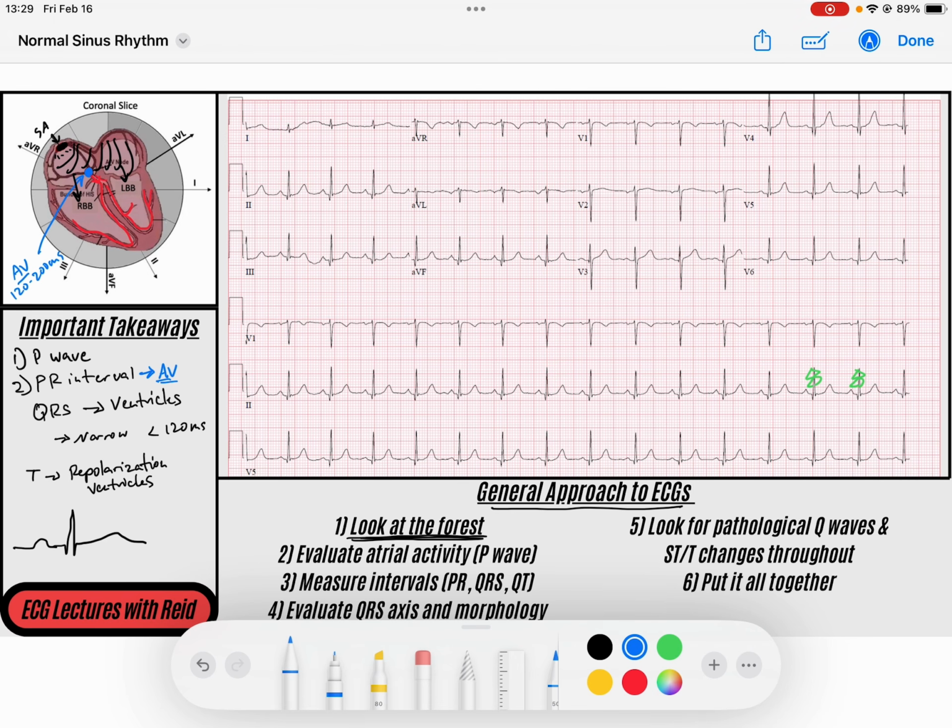And so the first thing I do is I look and I see that we have a narrow complex rhythm, right? So the first question I might ask when I look at the forest is, are my QRSs narrow or are they wide? This tells me if my conduction throughout the ventricles is via the His-Purkinje system that we talked about before. If it is, that tells me that we've got a signal that is likely coming from at or above the AV node.